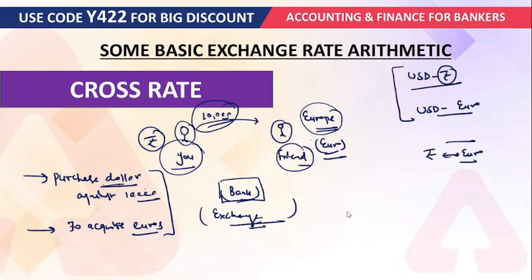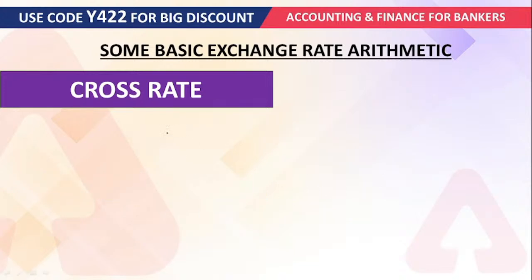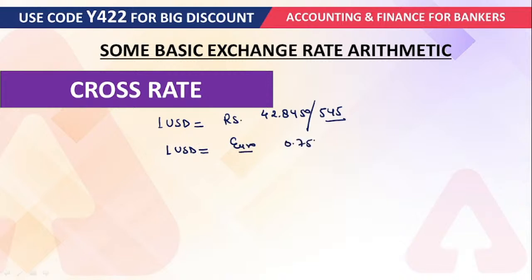Okay. So suppose that a quotation is given, let me just erase all of the stuff here. Suppose you were given a relationship, one US dollar equals rupees 42.8450 slash 545. And another quotation available between the US dollar and the euro, that is 0.7587. So what is given here is a direct quotation between the US dollar and rupees, and a direct quotation between the US dollar and euro.